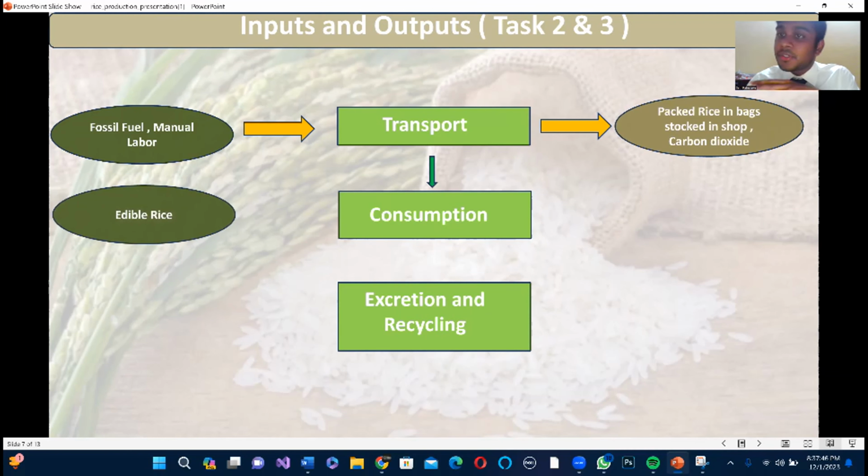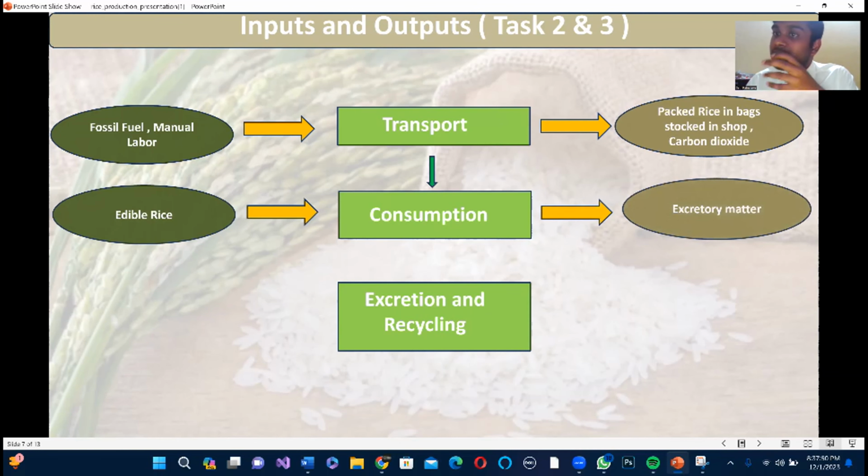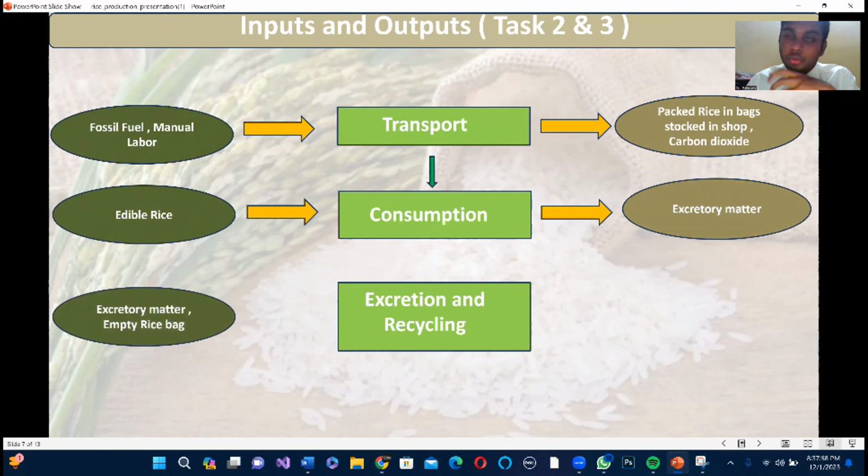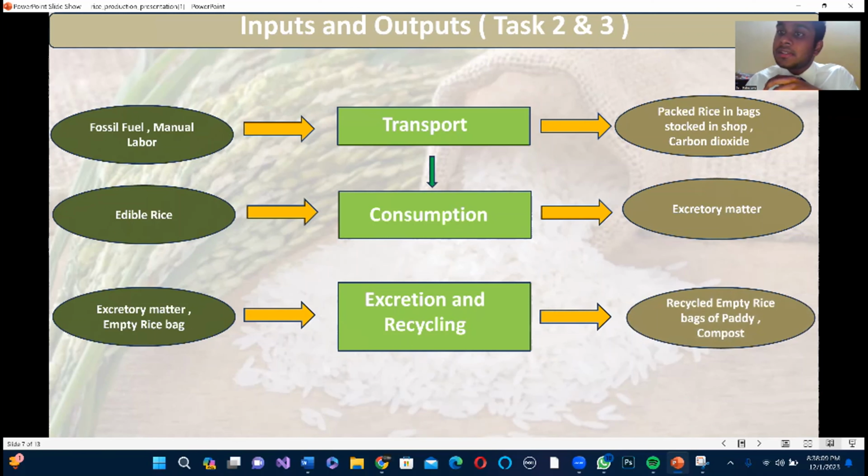Then during the consumption stage, the inputs are edible rice, and the outputs will be excretory matter after the food has been processed in our bodies. Then in the last step, we have excretion and recycling. So the inputs will be the excretory matter and the empty rice bags after, of course, we take the rice out. And the outputs will be the recycled empty rice bag, which we can use for different purposes, and compost.